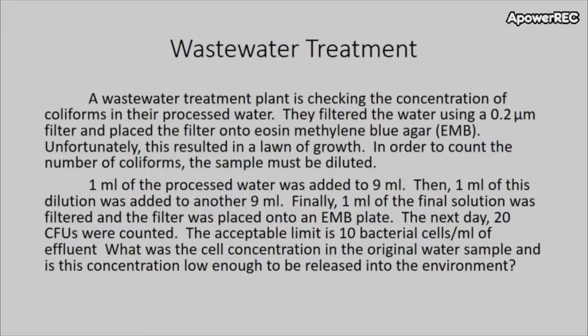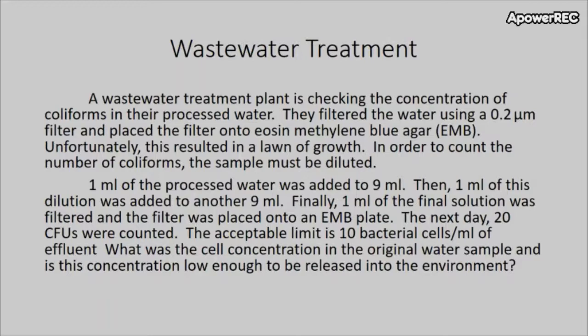Next up is wastewater treatment. So a wastewater treatment plant needs to check the number of coliforms. Coliforms are a type of bacterium that can grow in the intestines of animals. And so before a wastewater treatment plant will release its water back into the environment, it needs to meet certain thresholds of the number of coliforms present in that processed water.